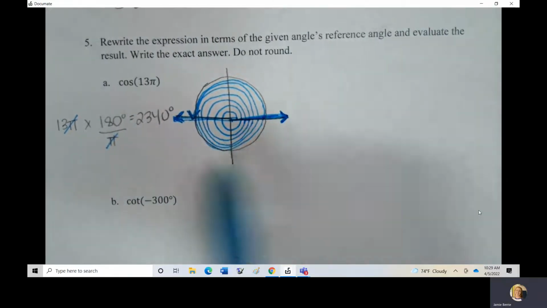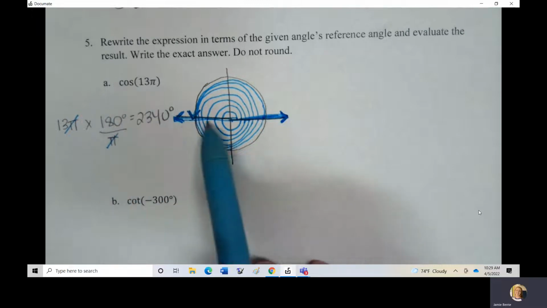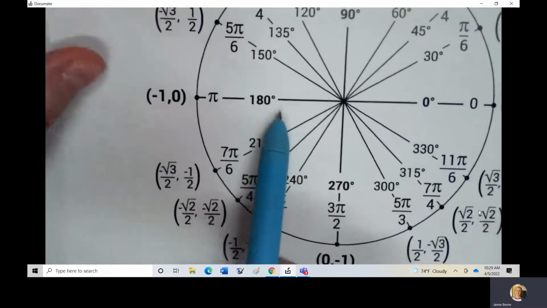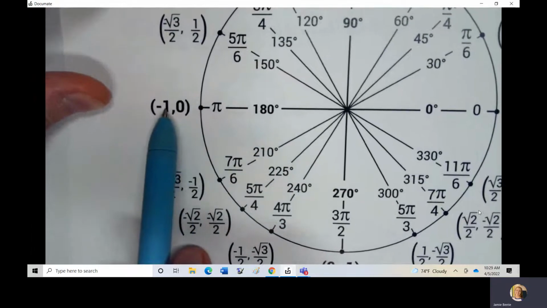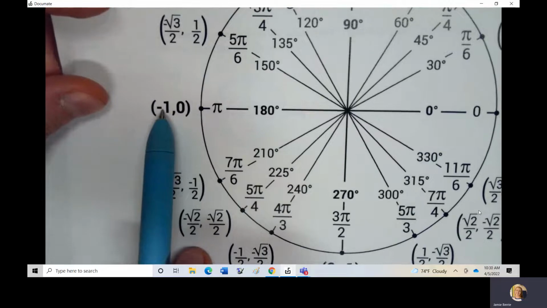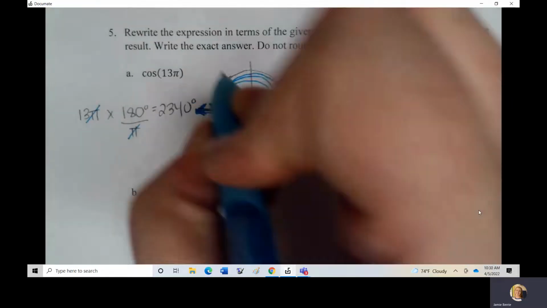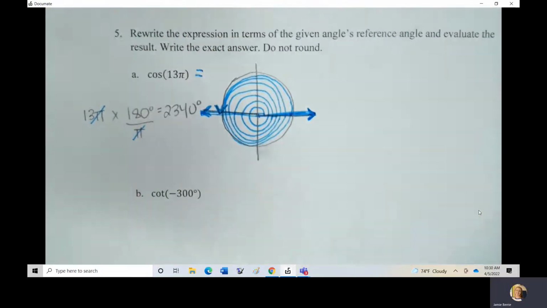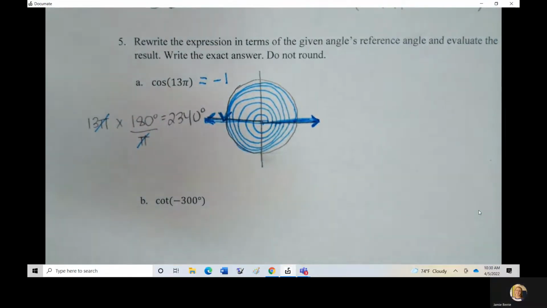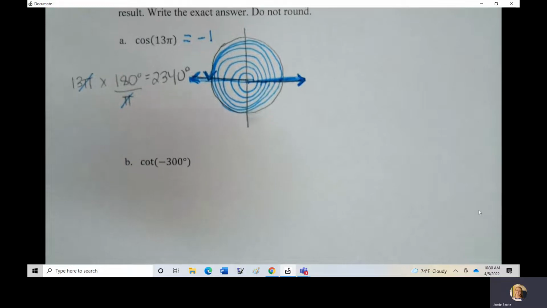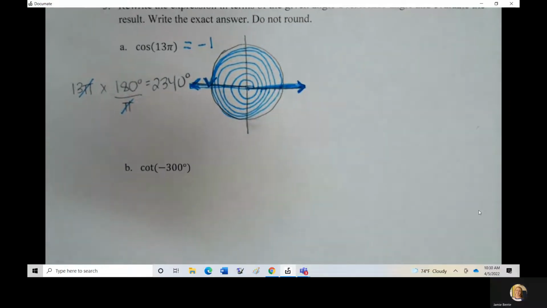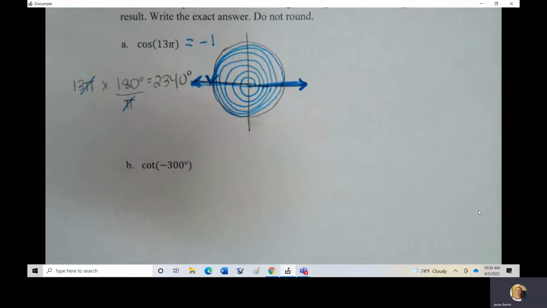And what is the cosine at this point on the unit circle? Cosine is the x value. Cosine here is -1. So cosine of 13 pi is -1. All right, let's take a look at our next example.